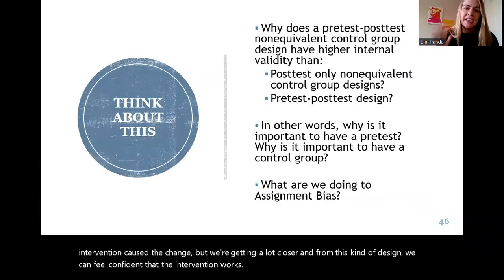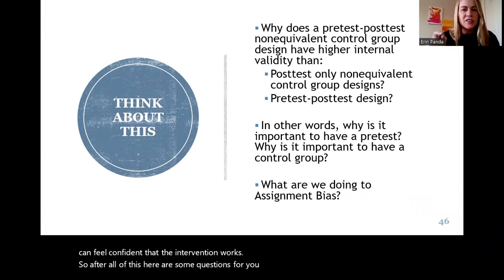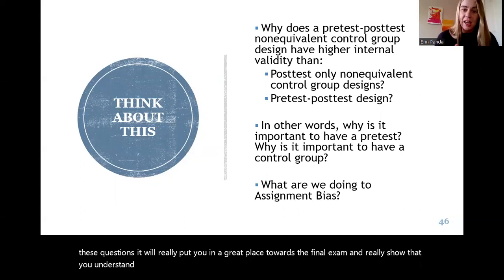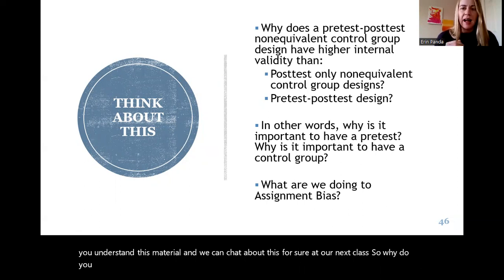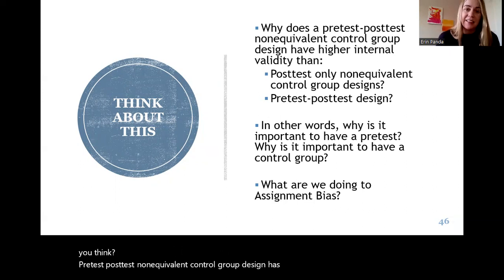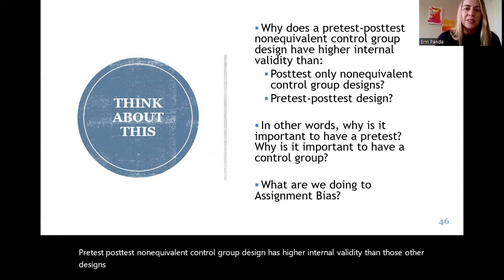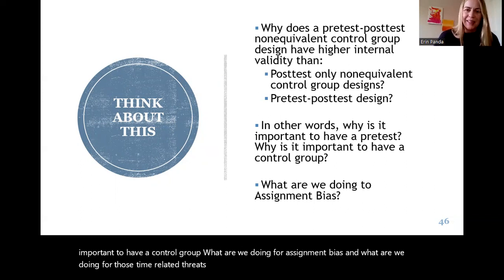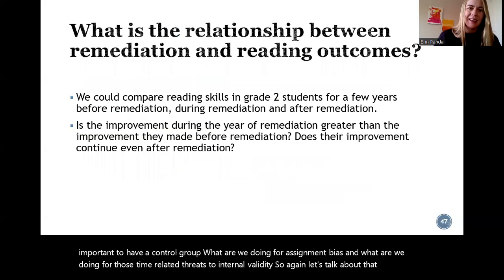So after all of this, here are some questions for you to consider. And I think if you can answer these questions, it will really put you in a great place towards the final exam and really show that you understand this material. And we can chat about this for sure at our next class. So why do you think pre-test, post-test non-equivalent control group design has higher internal validity than those other designs we talked about? In other words, why is it important to have a pre-test, and why is it important to have a control group? What are we doing for assignment bias, and what are we doing for those time-related threats to internal validity? So again, let's talk about that at our next class.